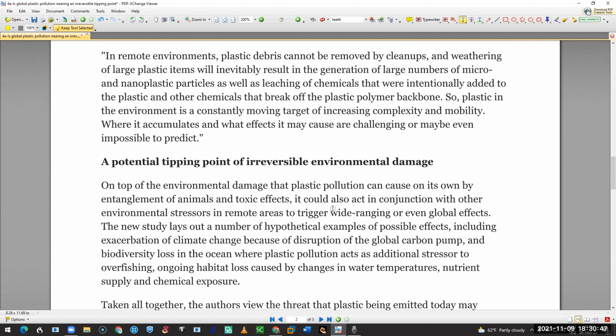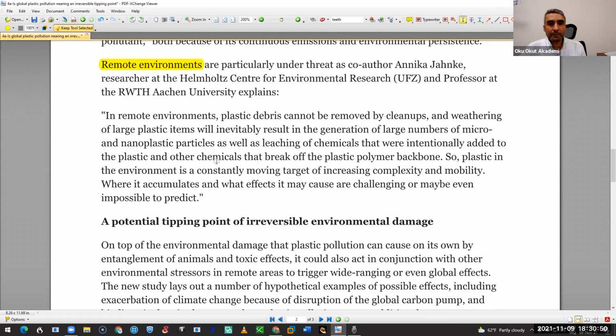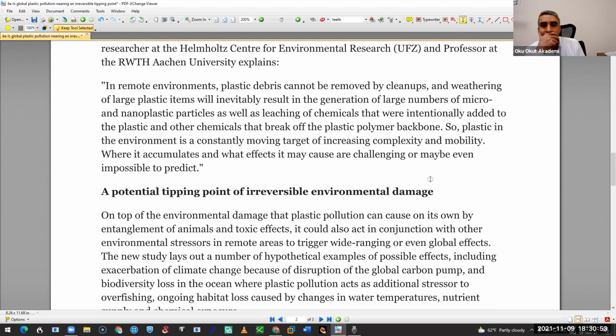Read this part, please. We have little time and little place to cover. How do you pronounce this? Can anyone pronounce this? Debris. Yeah, that's right, Aylin. Debris, okay. In remote environments, plastic debris, the plastic that is disposed of, cannot be removed by cleanups, and weathering of large plastic items will inevitably result in the generation of large number of micro and nanoplastic particles.